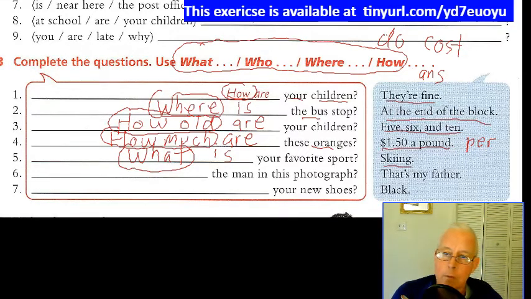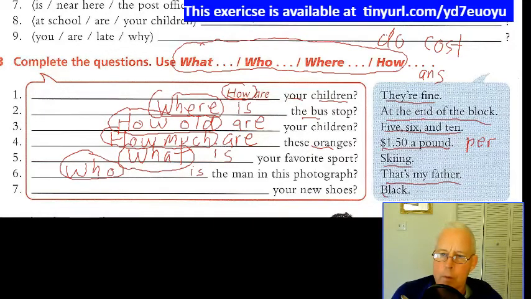The next one, the answer is, that's my father. So that's asking, who is the man in this photograph? Oh, that's my father. Who is the man in this photograph? That's my father. Start with the WH.